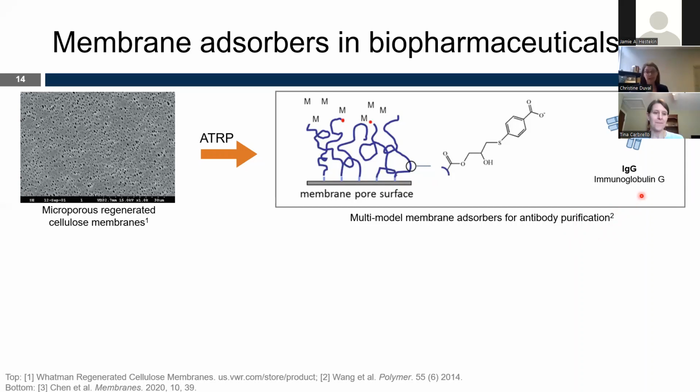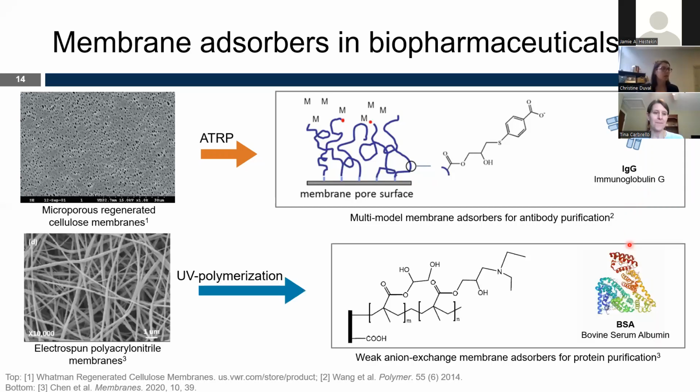So the analyte there was IgG, this immunoglobulin G. There's been other attempts at making these membrane adsorbers. So in this case, they went through and electrospun their own membranes. So these were polyacrylonitrile membranes.